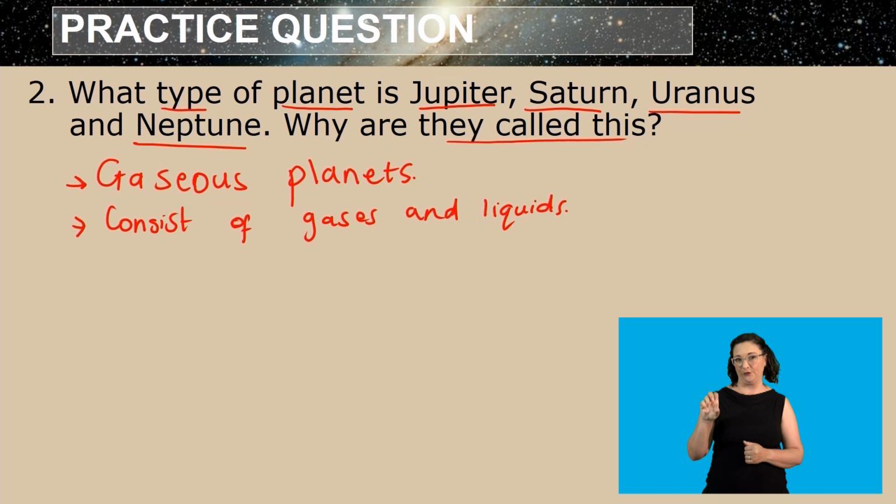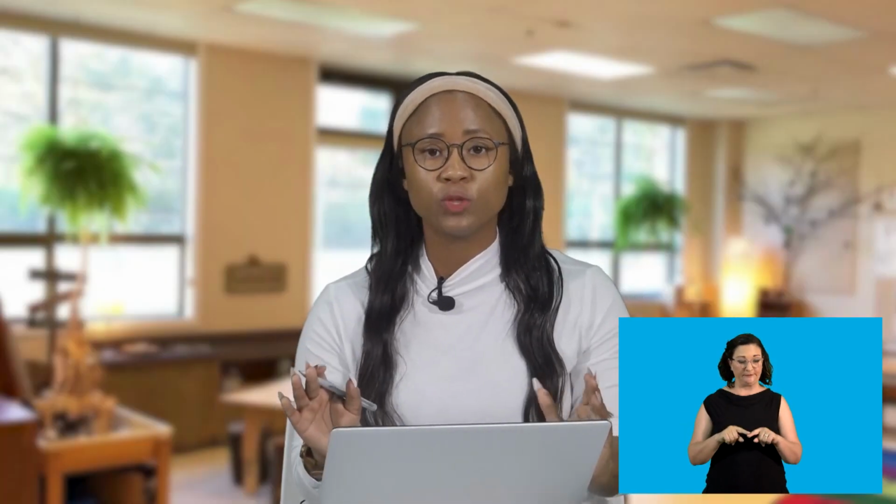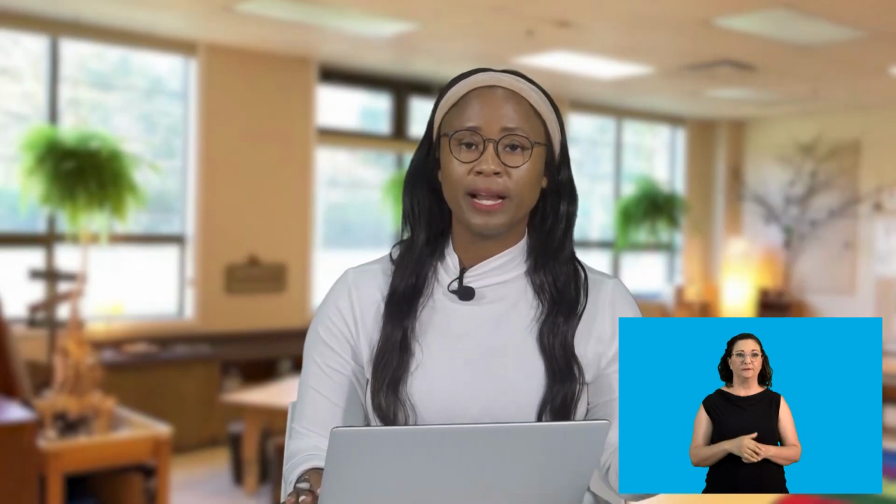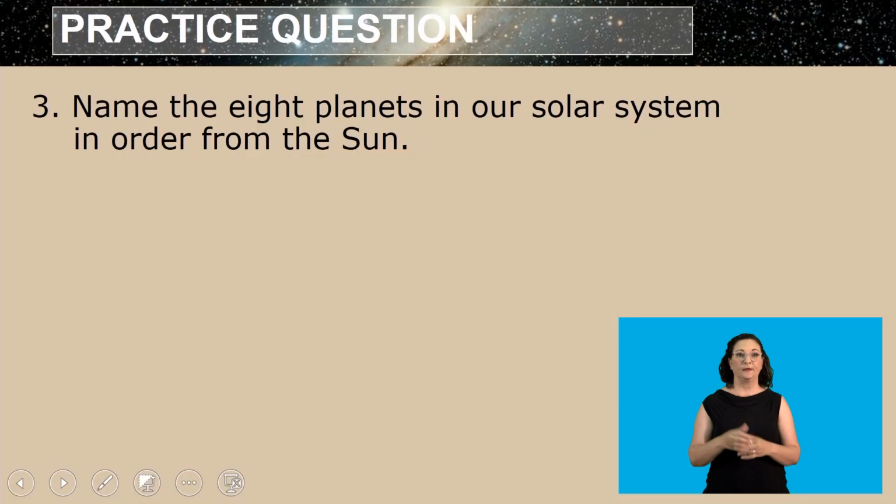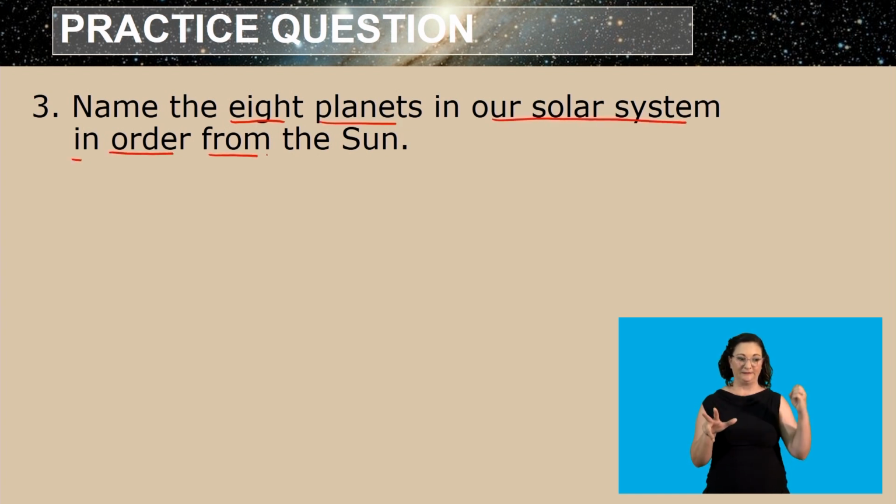I hope we are still together, guys. I hope you still understand the difference between the inner rocky planets and the outer gaseous planets, or gas giants. Now let's look at question number 3. It says, name the 8 planets in our solar system in order from the sun. If you remember, we gave you a sentence to help you remember the order of how the planets follow each other from the sun.